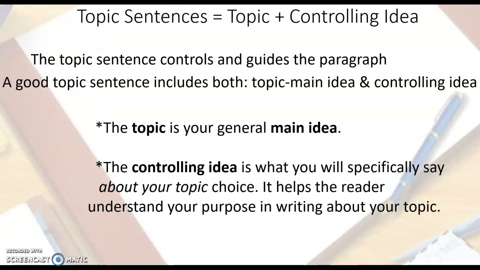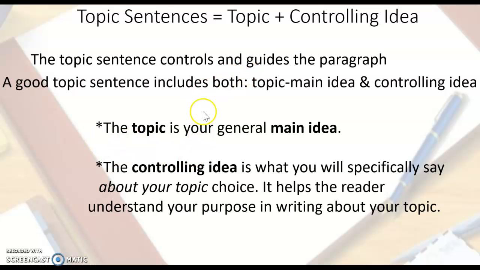So what is the difference between a topic and a controlling idea when you write your topic sentence and later your thesis statement? The topic sentence will control and guide the paragraph, and a good topic sentence will have both a topic and a clear controlling idea. So what is the difference between topic and controlling idea? The topic is just your general main idea. So for example, if I say milk, milk is your topic.